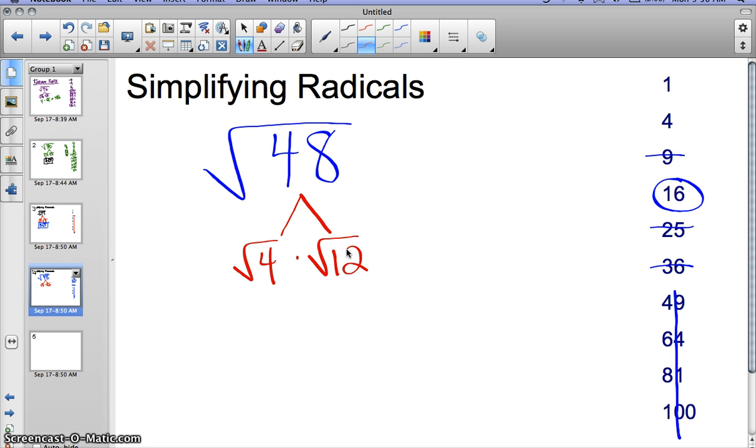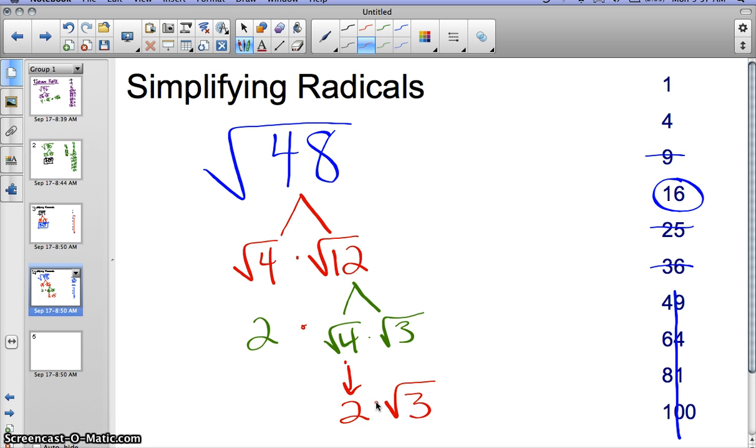We notice that this is multiplication, so we need to keep it as such. So the square root of 4, we know, is 2. That's one of our perfect squares. But the square root of 12 can still be broken down. It can be broken down into the square root of 4 times the square root of 3. And again, all multiplication. We cannot forget this. The square root of 4 turns into, just like we did before, a 2, and we still have our square root of 3.